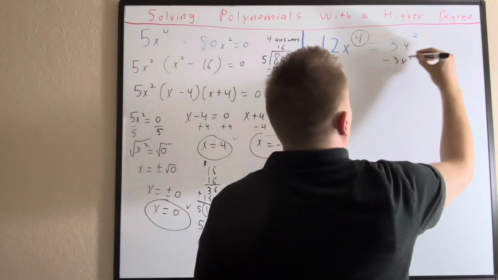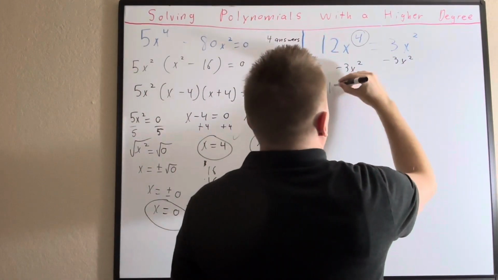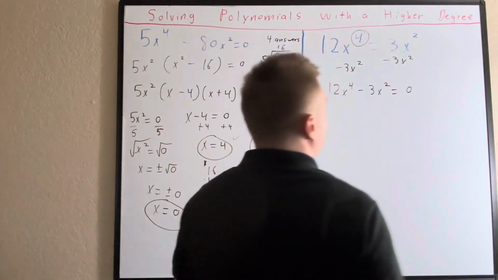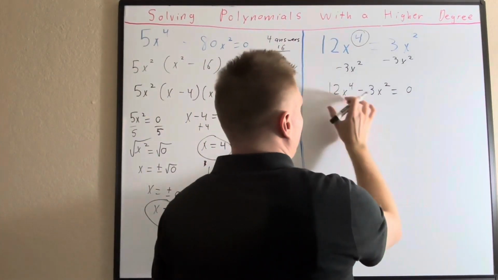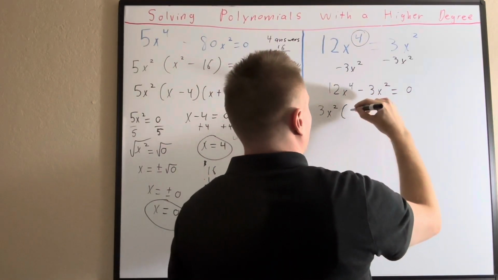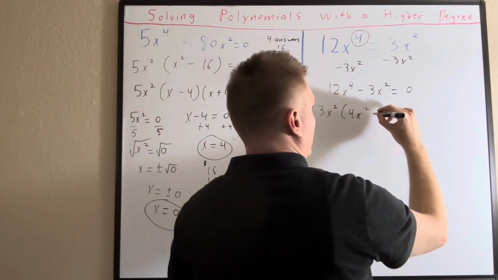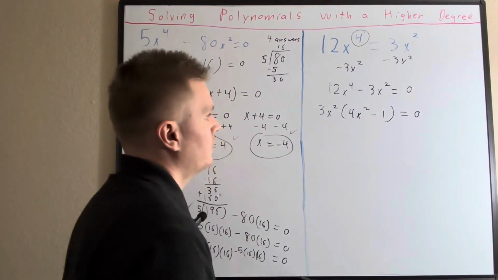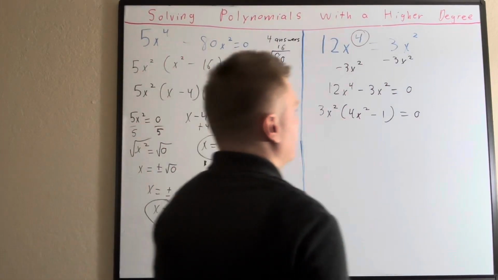So minus 3x squared to both sides is what we do first. So we get 12x to the 4th minus 3x squared equals 0. Now we factor and solve. Greatest common factor, 3x squared, right? So we get 4x squared minus 1. Okay. Can we factor any more than that? Nope. So we set each of the factors equal to 0 and we solve.